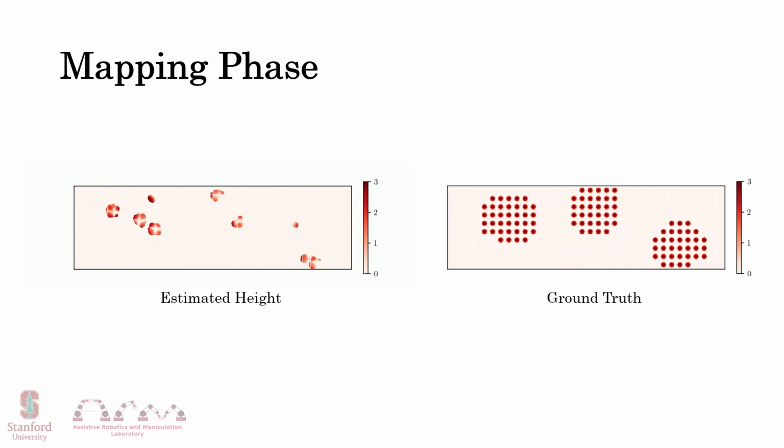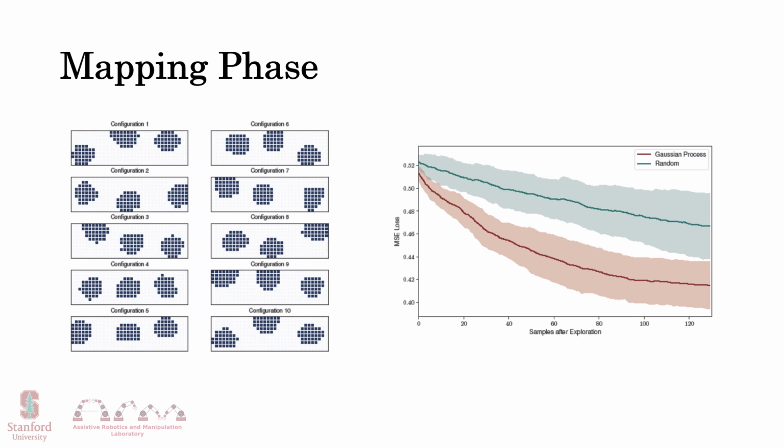Here we can see an example of the progression of the mapping phase. As seen in the video, with every sample we better approximate the actual configuration. Once again, we compare against the random policy for the 10 bead configurations, and the results show that our method is better capable of approximating the underlying topography.